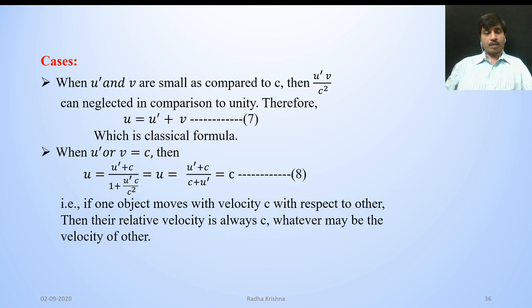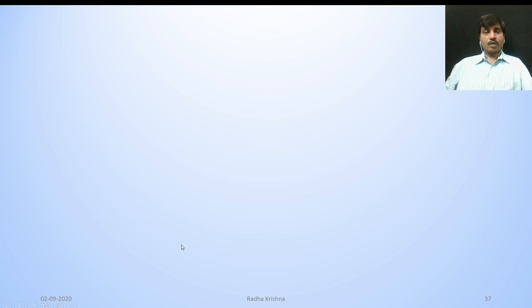This can be explained as, if one object moves with velocity c with respect to another, then the relative velocity is always c, whatever may be the velocity of the other.